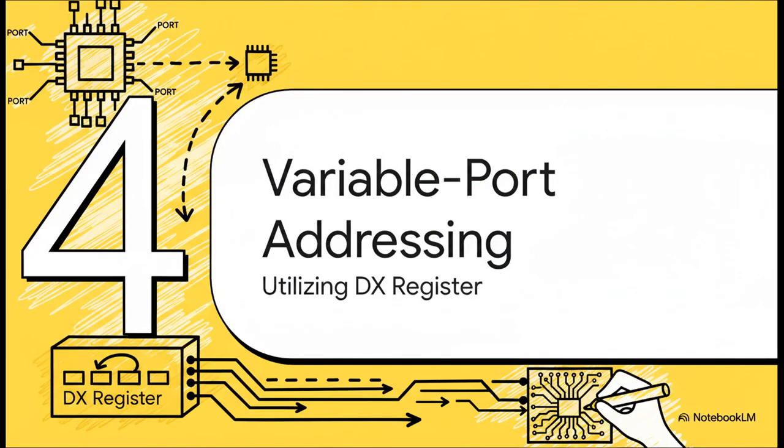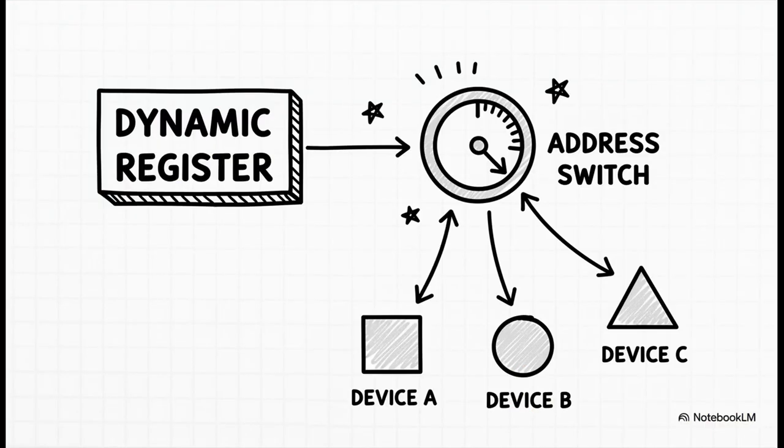Section 4. Variable Port Addressing Explained, utilizing the DX register. To solve that dynamic challenge, we turn to variable port addressing. Instead of hard-coding the port, variable port addressing allows data transfers using a full 16-bit port address that is safely stored inside the DX register. Because it's stored in a register, your program can actually change or vary the destination port on the fly during execution just by updating what's inside DX.